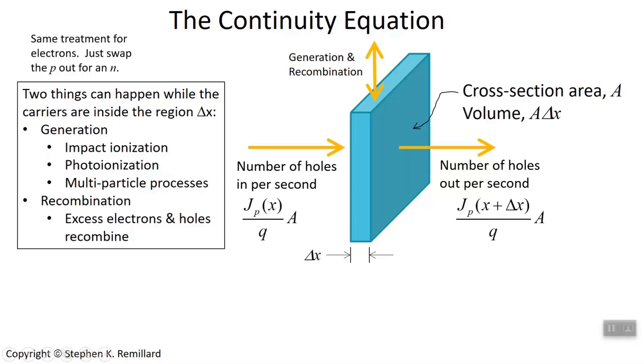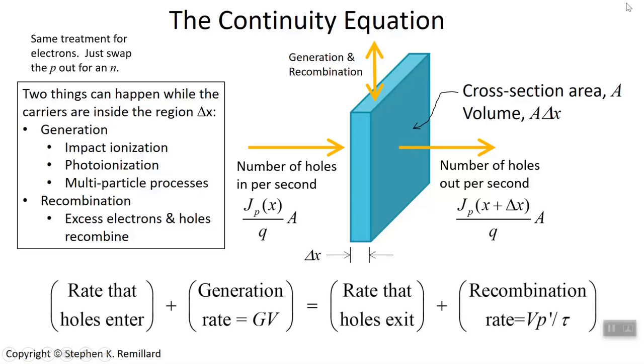Let's start by putting this as a word equation. So what goes in must come out. How are carriers added? Either by holes entering through the input current or by generation. And we've talked about the generation previously. We have this big G we've used, which is the number of electron-hole pairs generated per second, per unit volume. So you multiply it by the volume, and you have the number of holes being generated per second. Don't worry about the electrons.